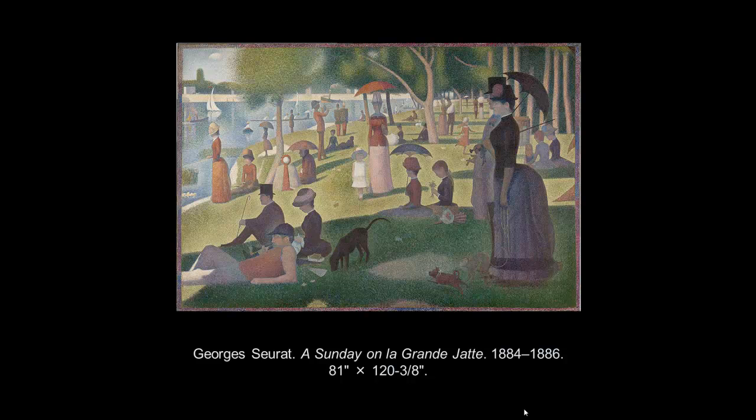First we have Seurat, A Sunday on La Grande Jatte, and he wants to develop more the formal structure of painting. The Impressionists had that very sketchy, loose quality about their composition, but he wanted to change that. He used the subject matter, light, and color qualities of Impressionism, but he wanted to move away from this fleeting moment, more to these carefully constructed compositions like we see here.